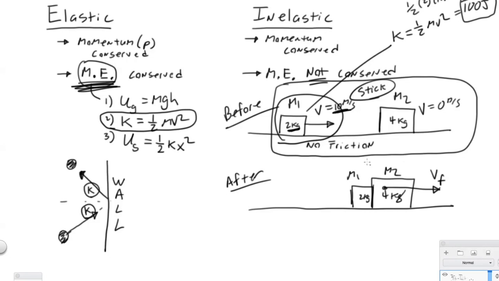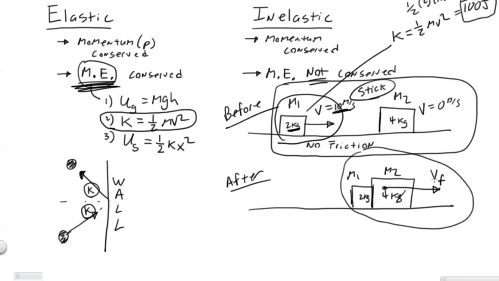Now, will there be kinetic energy after the collision? Yes, there will be, because we have a final velocity. Now, before we can calculate this final kinetic energy, we need to know what this final velocity is. So to calculate that final velocity, we're going to use conservation of momentum.